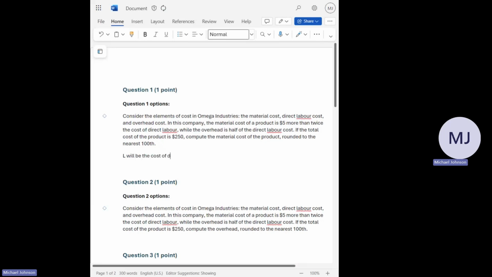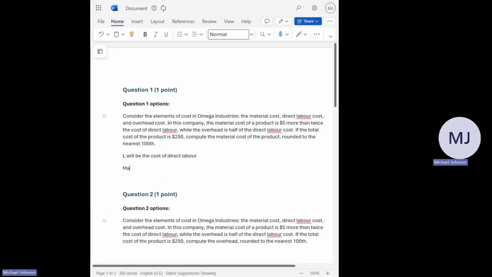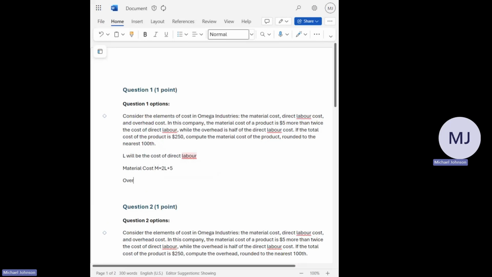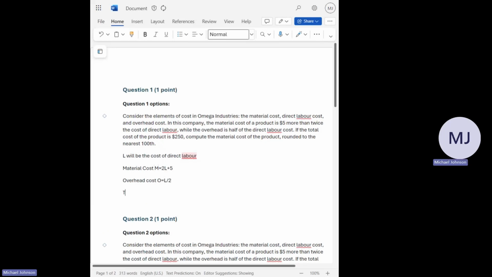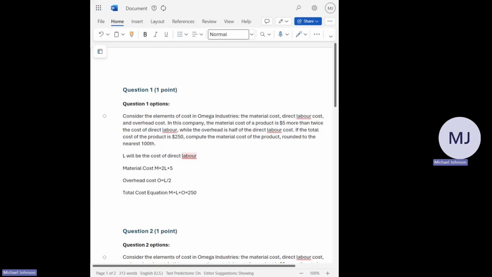L will be the cost of direct labor. Material costs will be M equals 2L plus 5. Overhead costs will be O equals L divided by 2. And then the total cost equation will be M plus L plus O equals 250. So then we just plug everything in.